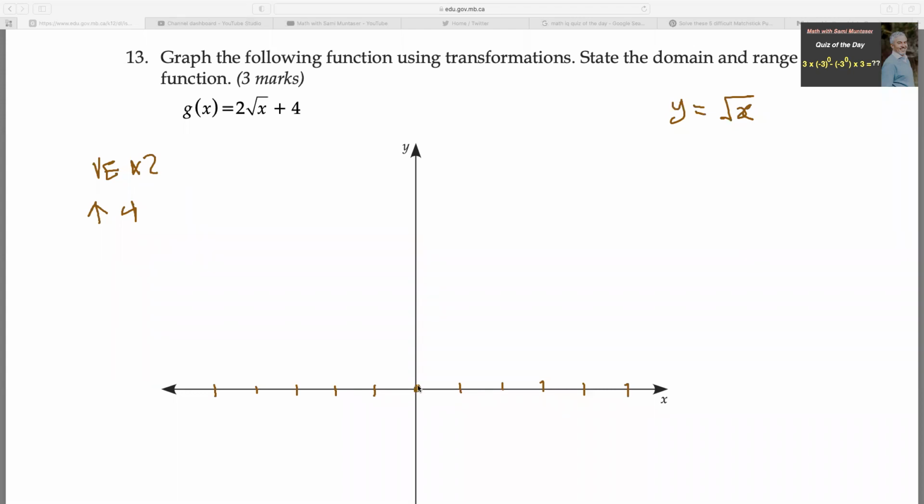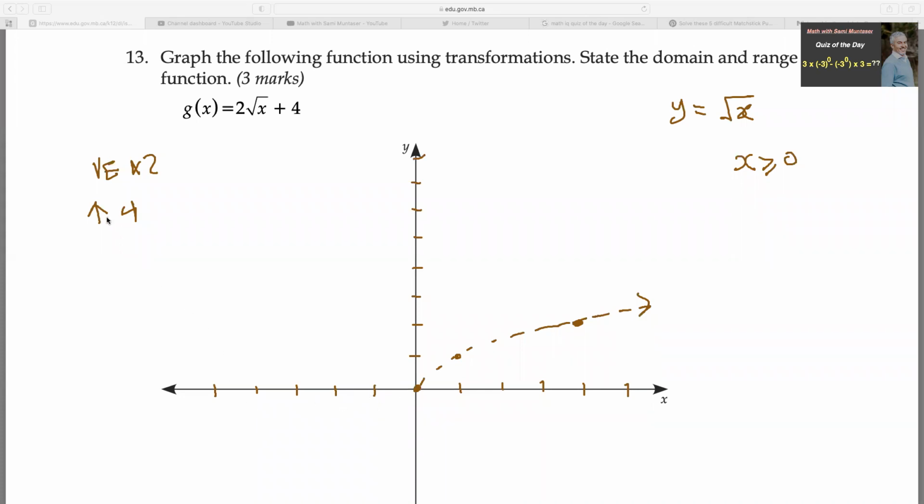When x is zero, the square root of zero is zero. When x is one, so I'm just going to put some numbers right here, the square root of 1 is 1. When x is 4, the square root of 4 is 2 right there. So the parent graph looks like this. And here, x has to be greater than or equal to 0 because you cannot square root negative numbers. So there's nothing on this side of the y-axis.